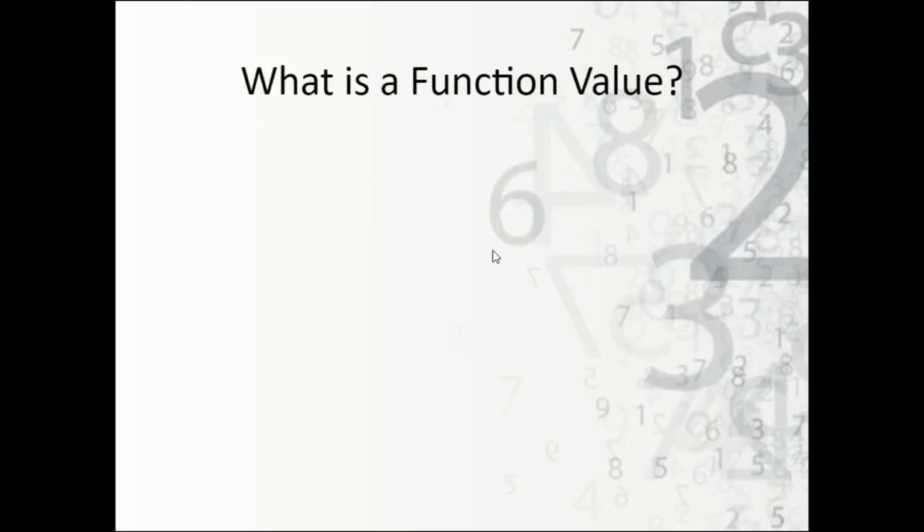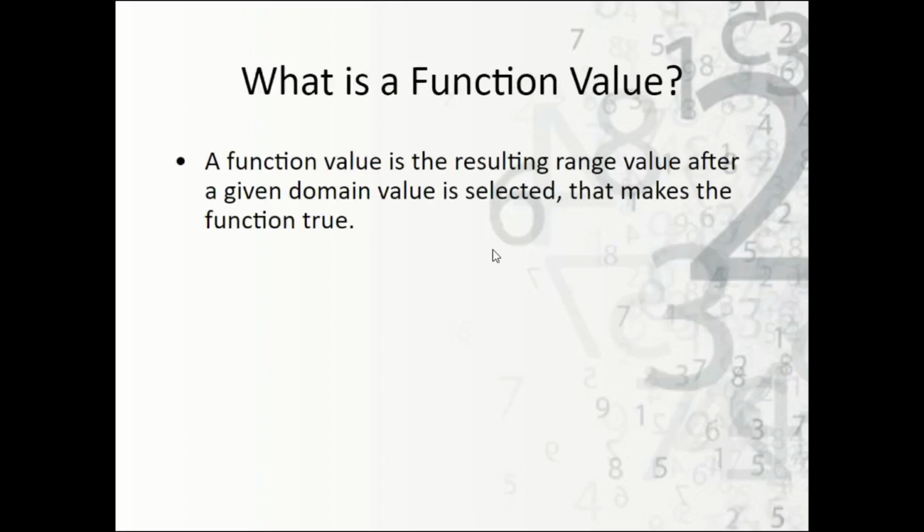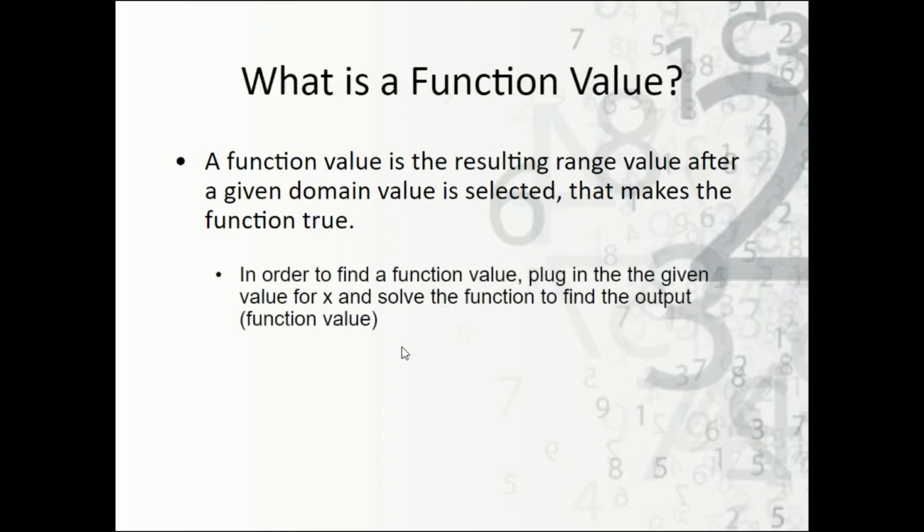Now, what is a function value? A function value is the resulting range value, so the y value, after a given domain value is selected that makes the function true. In order to find a function value, we're going to plug in the given value for x. Whatever they tell us they want for x, the function value is the result or the output. For instance, if I have f of 3 is equal to x minus 5, all that means is I'm going to take 3 and plug it in, and the result is what we call the function value. So we plug 3 in for x, and we get 3 minus 5, which is negative 2. So negative 2 is my function value.